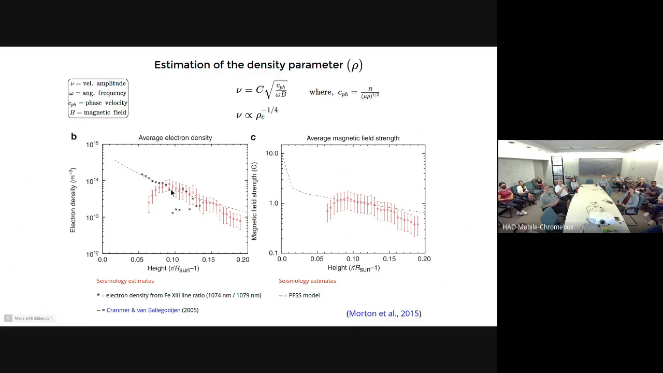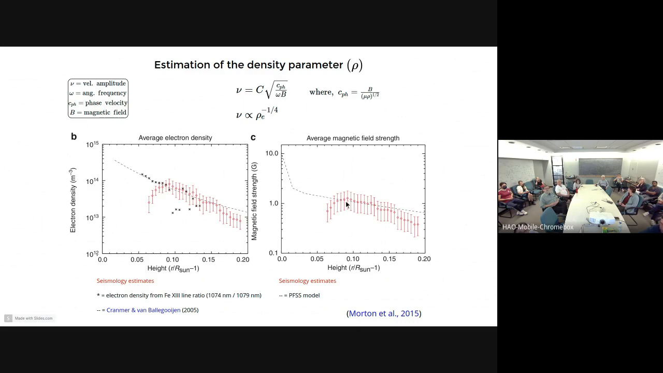Here, these black stars correspond to the electron density coming from the iron-13 line ratio, 1074 and 1079, from the CoMP instrument. And here is a theoretical estimate of the electron density at the off-limb taken from the Cranmer and van Ballegooijen 2005 paper. So here you can see, to some extent, the seismological estimates for the density fall in line with both the theoretical estimate as well as the one coming from the line ratios from observations. Now, once we have the density here and we know the phase speed, it becomes quite easy to estimate the magnetic field parameter. And that is what they have done here.